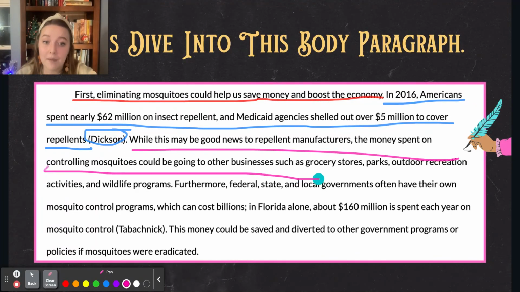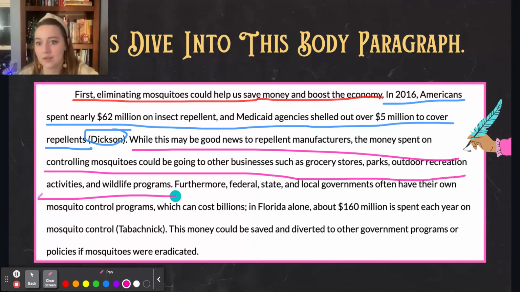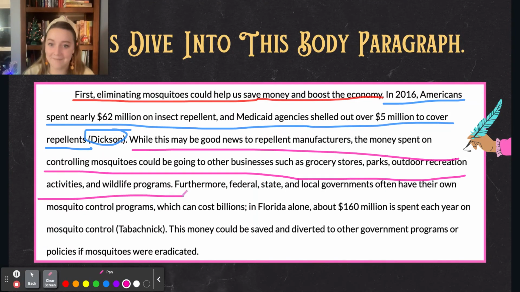We could be using that money for other better things rather than just boring spray that goes on us, right? Furthermore, federal, state, and local governments often have their own mosquito control programs, which can cost billions. In Florida alone, about $160 million is spent each year on mosquito control.